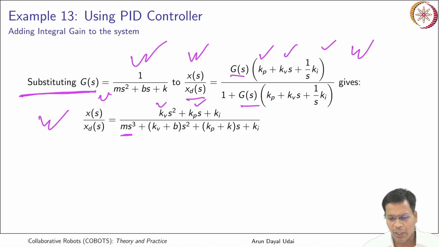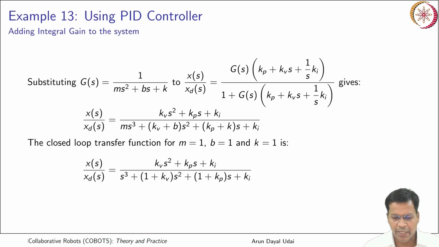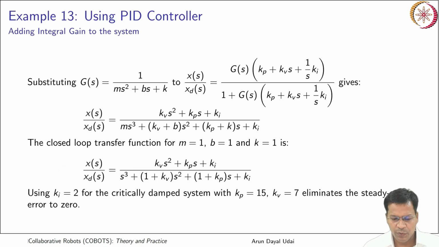behavior. I'll just do a trial with one value of ki. So with your system m is equal to 1, b is equal to 1, k is equal to 1, substituting it here, I got this. So this is my system. This time I have used ki is equal to 2. For the critically damped system, kp and kv, that has done the best job earlier. So it eliminates the steady state error to 0.